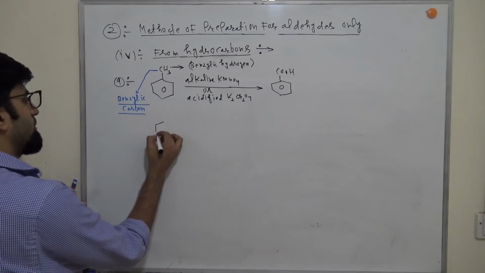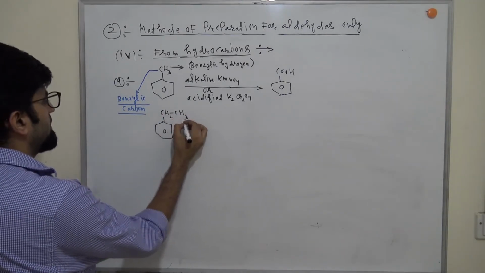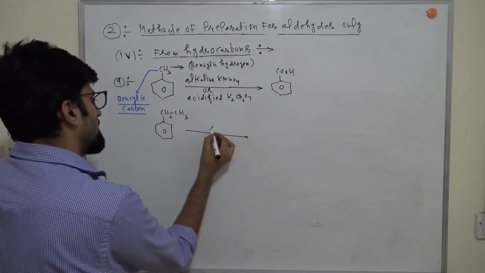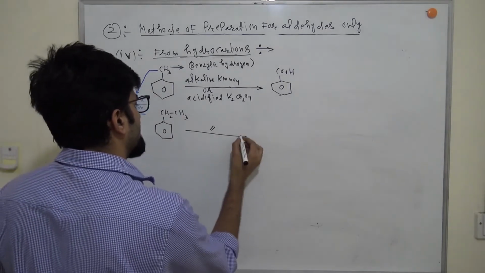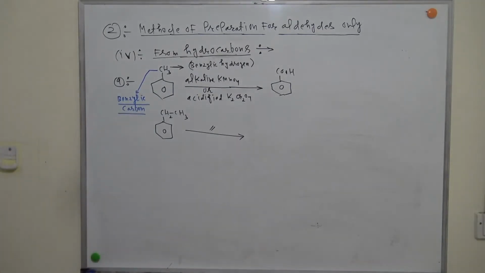Not only this, suppose I write ethyl benzene. What will happen if you do its reaction with the same alkaline KMnO4 or acidified K2Cr2O7? What will you write? You think, okay, a derivative of benzene and a strong oxidizing agent.